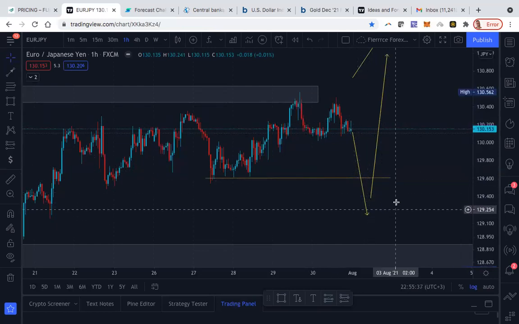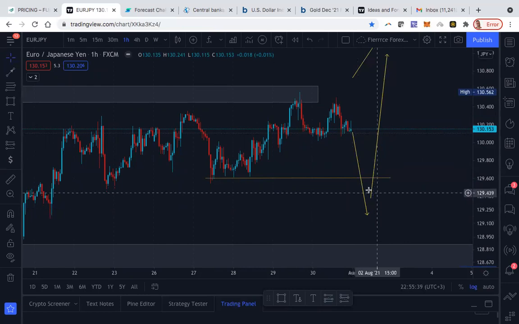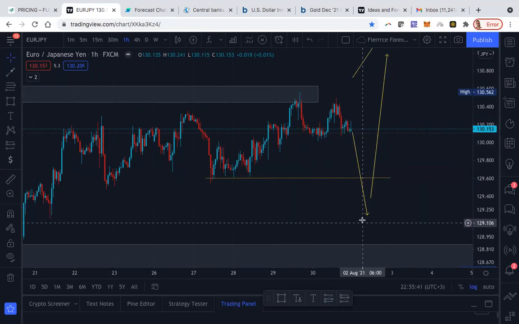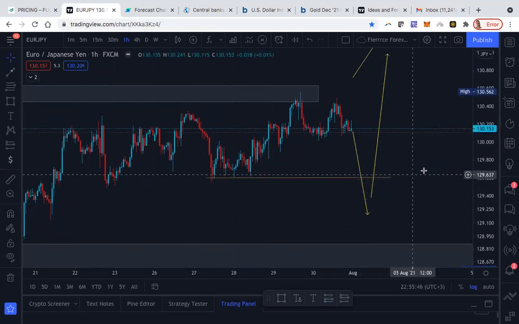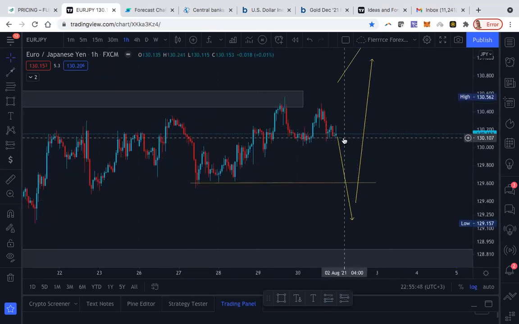We'll see how things are looking in the London session. But I anticipate at some point, Mondays, it's usually nice to see how the market plays out, and it usually gives you a direction of how things will go in the remainder of the week.